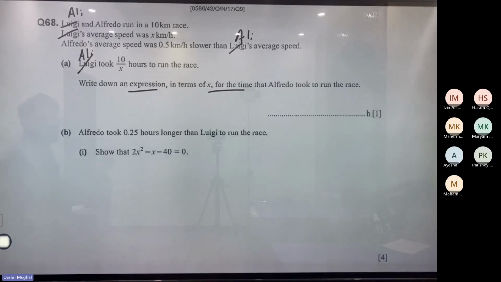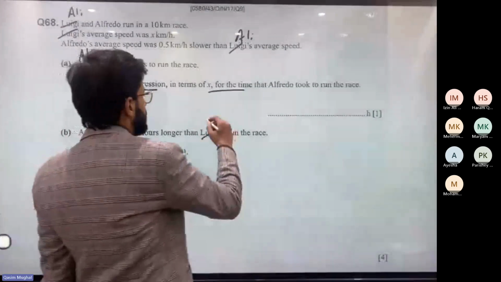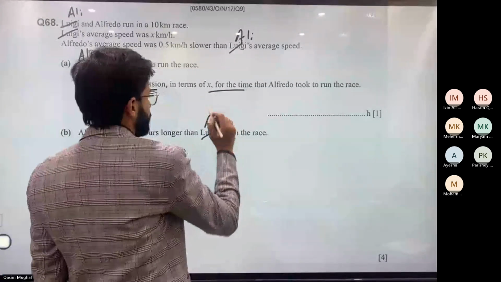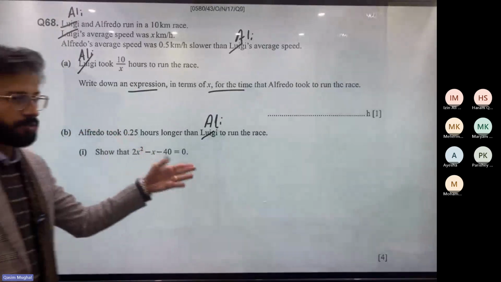Part B, Alfredo took 0.25 hours longer than Luigi, to run the race. Show that you will obtain this equation.